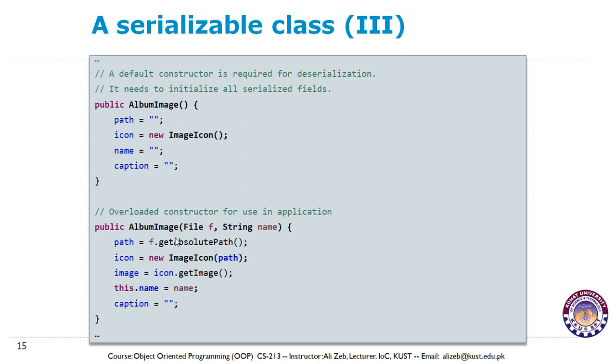So we get the absolute path, we get the image icon from the path, and then we get the image from the icon into an object of the image class, get the name of the image, and there is the caption.